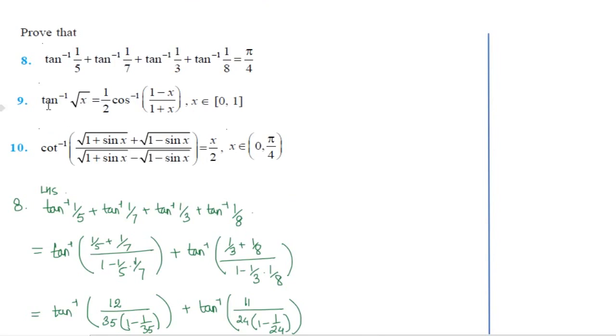Coming to question number 9, we need to prove that tan inverse of root of x is equal to half of cos inverse of 1 minus x by 1 plus x. So we'll be solving it here. Now, if you can catch it, it's pretty easy. So starting our question number 9, we'll be starting with the RHS because this is a bit complicated. We'll be reducing it into LHS.